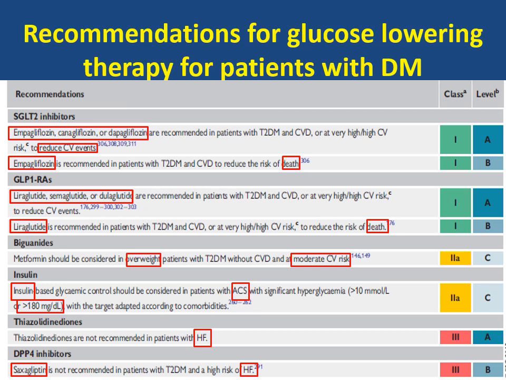The third recommendation is for metformin. Metformin should be considered in overweight patients with type 2 diabetes without cardiovascular disease who are at moderate cardiovascular risk. Insulin-based glycemic control should be considered in patients with acute coronary syndrome with significant hyperglycemia, more than 180 mg per deciliter, while thiazolidinedione and saxagliptin are contraindicated in patients with heart failure.